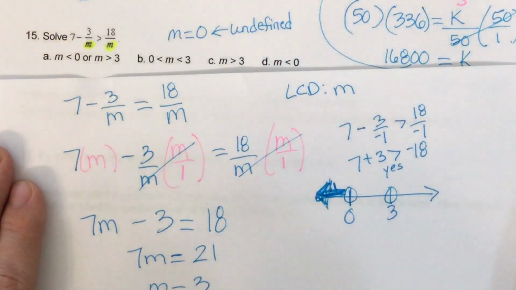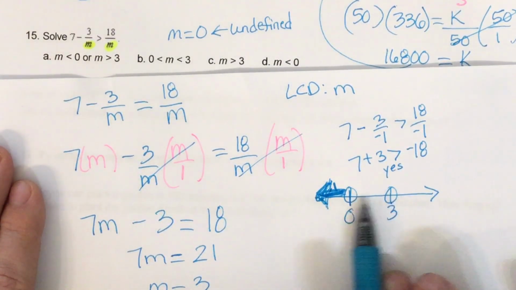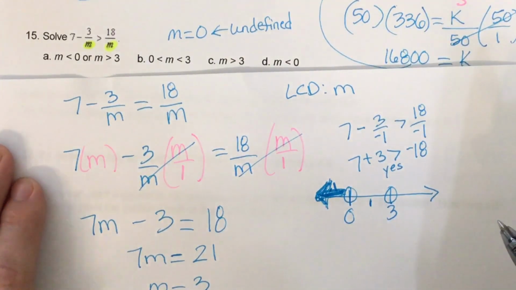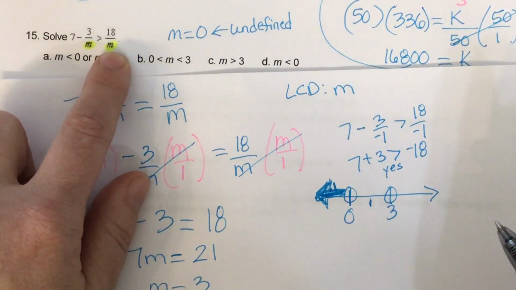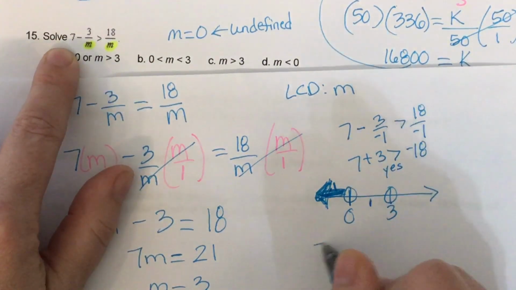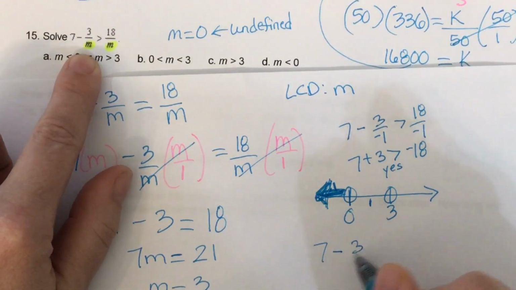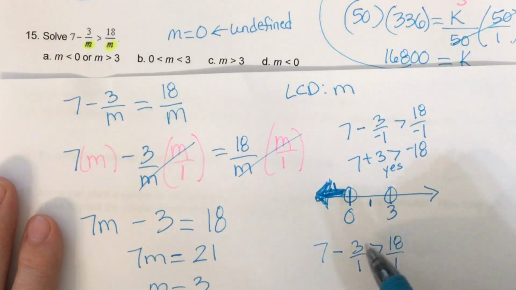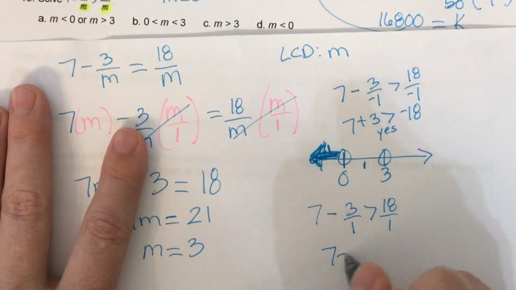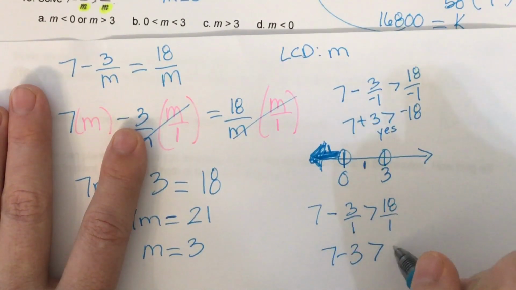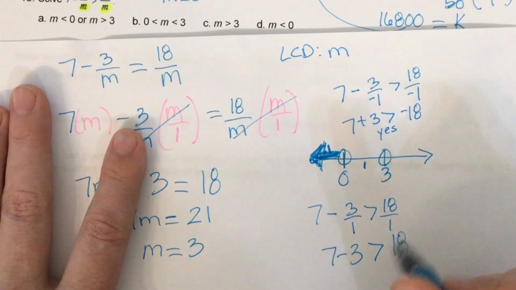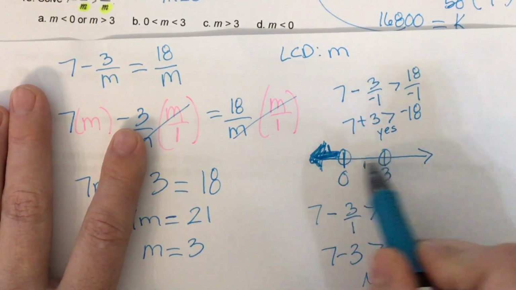Okay, let's see where else my answers are. I'm going to try a number between 0 and 3. So let's try a 1. So this time I'm putting a positive 1 here and a positive 1 here. Okay, so I'm going to have 7 minus 3 over 1 greater than 18 over 1. So 3 over 1 is just a 3, so this is 7 minus 3, and 18 over 1 is just 18. Okay, so 7 minus 3 is 4. Is 4 greater than 18? No. So there's not an answer in this section.